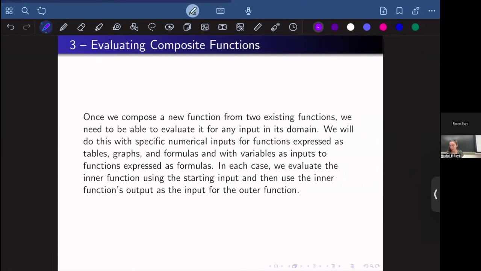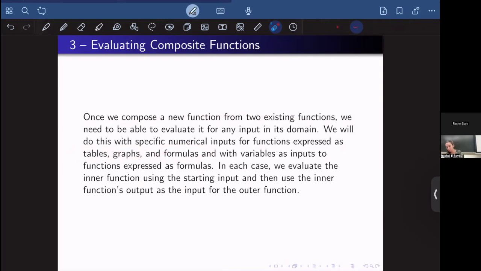And then now we're on to our third objective, evaluating composite functions. I'll read this part for you guys. Once we compose a new function from 2 existing functions, we need to be able to evaluate it for any input in its domain. We'll do this with specific numerical inputs for functions expressed as both tables, graphs, and formulas, and with variables as inputs to functions expressed as formulas.